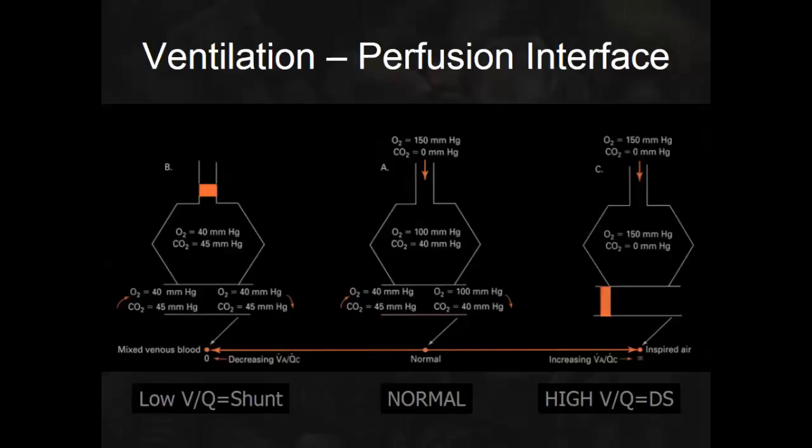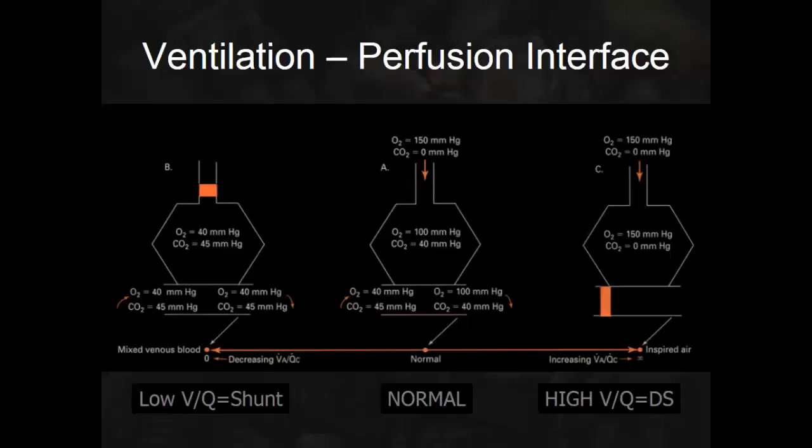An alveolus that has no ventilation is blocked, 0 ventilation, and perfect perfusion is going to have a VQ of 0. And if you have a segment of the lung or an alveolus that has really good ventilation, but no perfusion, you can see this. You can divide 1 by 0 and you'll get infinity.